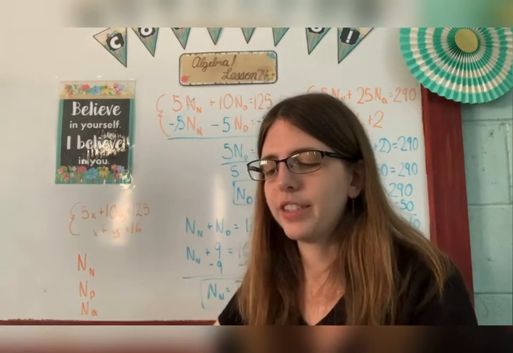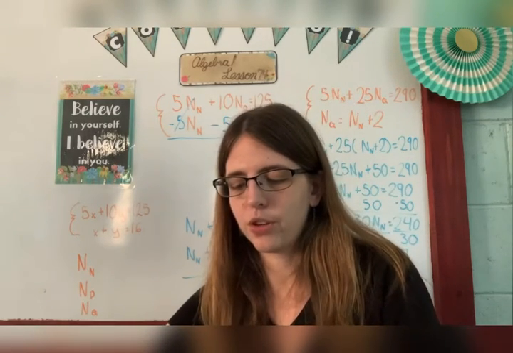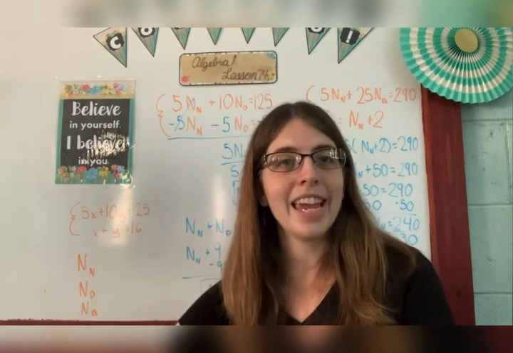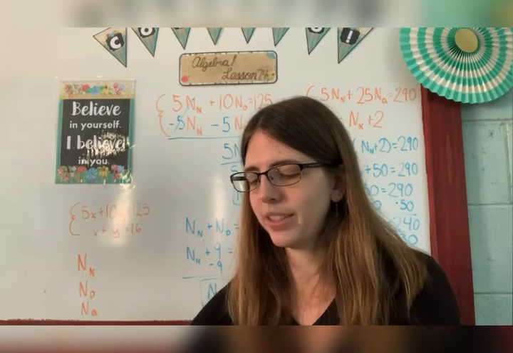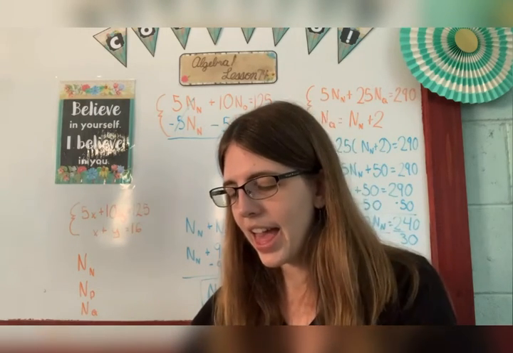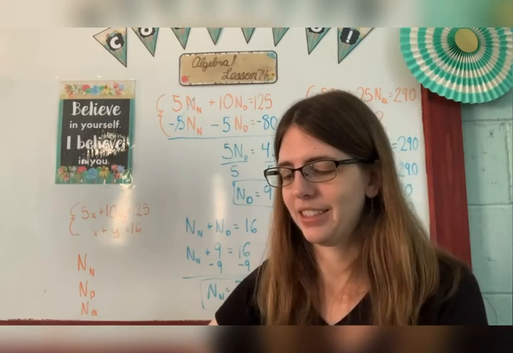All right, letter C, you should have gotten n_q equals 13 and n_n equals 8. And letter D, you should have gotten n_d equals 18 and n_n equals -6.